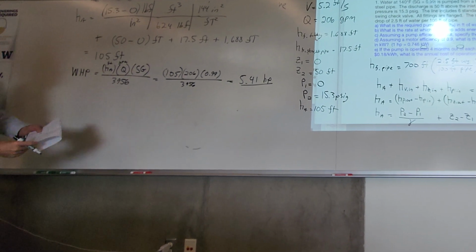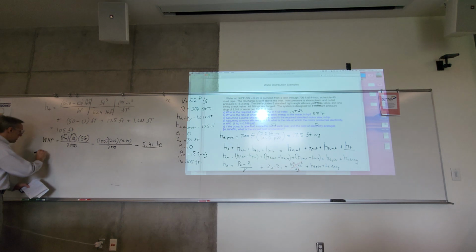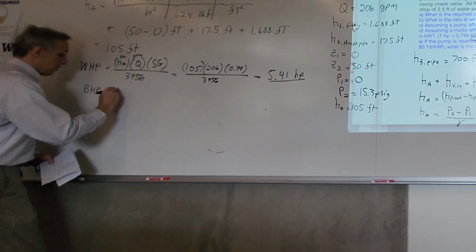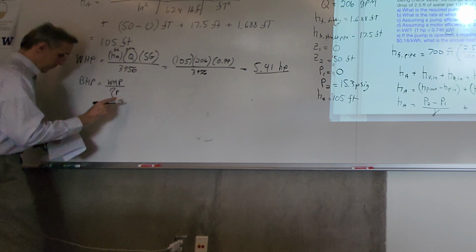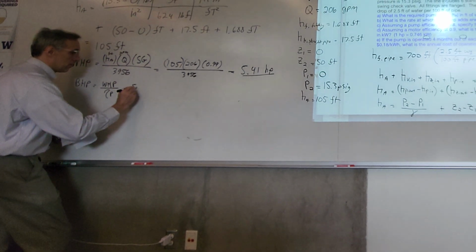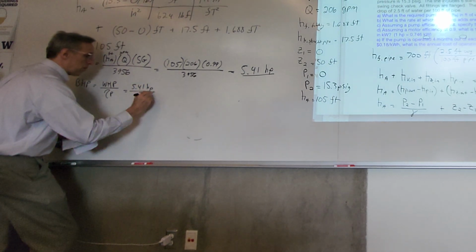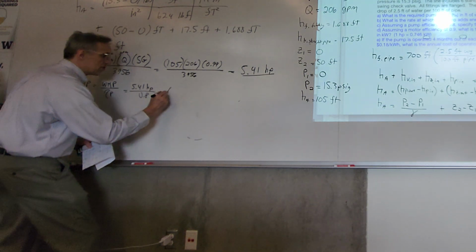And so then our pump efficiency is 0.8. Okay, so brake horsepower is water horsepower divided by the pump efficiency, or 5.41 horsepower divided by 0.8 gives us 6.77 horsepower.